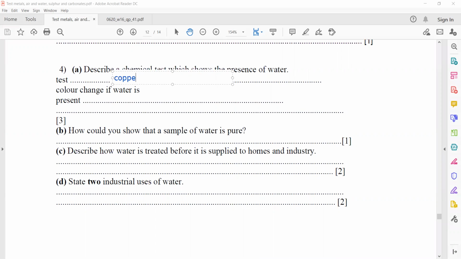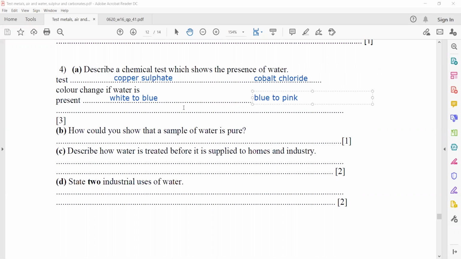So copper sulfate can be used, anhydrous copper(II) sulfate. The color change if water is present is from white to blue. If you mention cobalt chloride, it will turn from blue to pink.